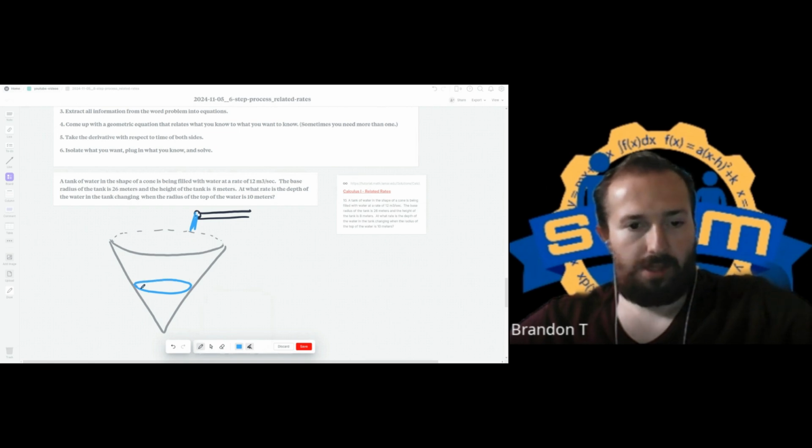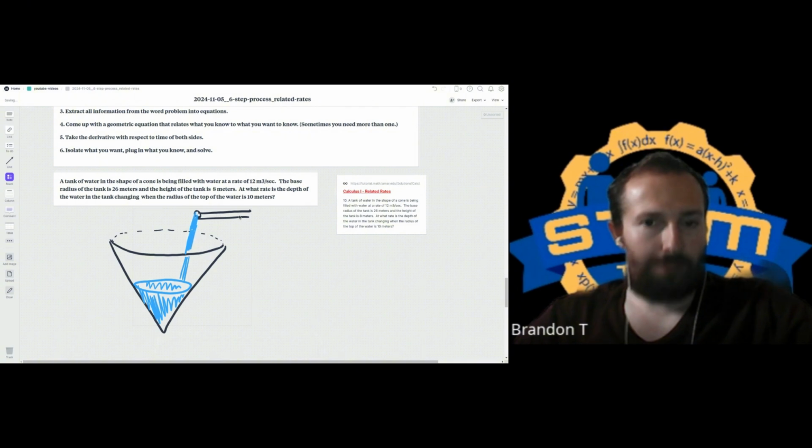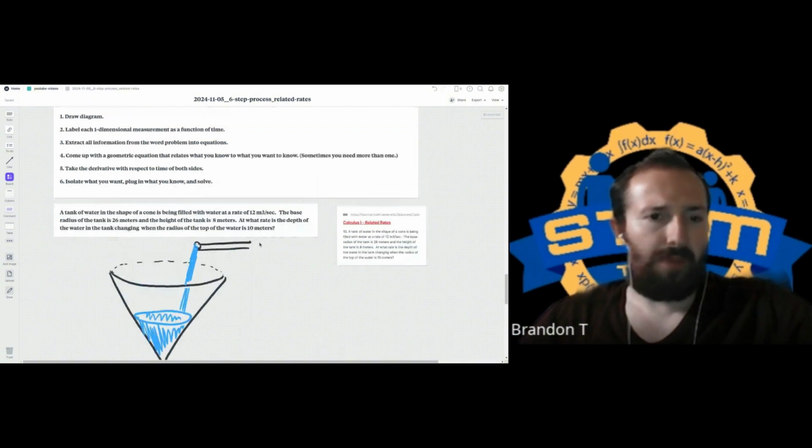So, you can think about it like we're filling up the water level of this tank over time. The water is basically just falling in right here and filling up this tank of water. So this is the situation that we're dealing with here. This is the basic diagram.